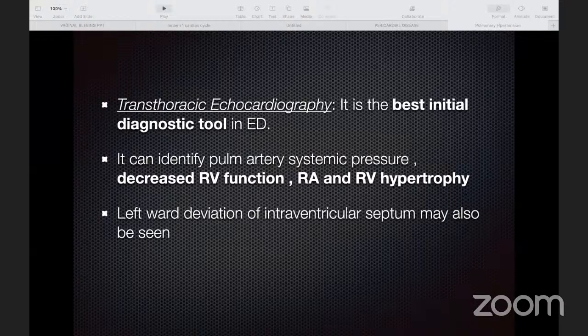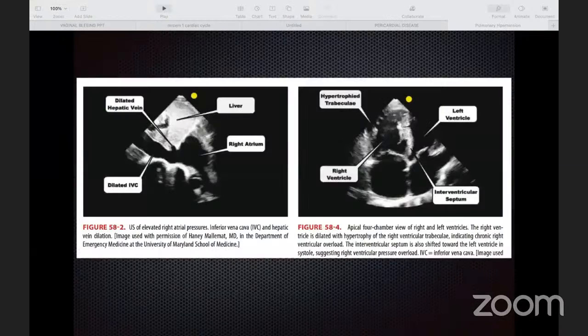Now you can see the different views, and you can see the first echo view, the elevation of the atrial pressure, and we see the dilation of the inferior vena cava being full or plethoric, we say, and hepatic vein dilation. So all this is because the right atrial pressures are elevated, or the baseline pressures are elevated in pulmonary hypertension.